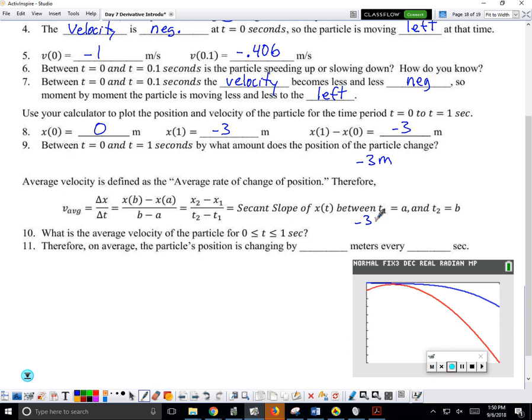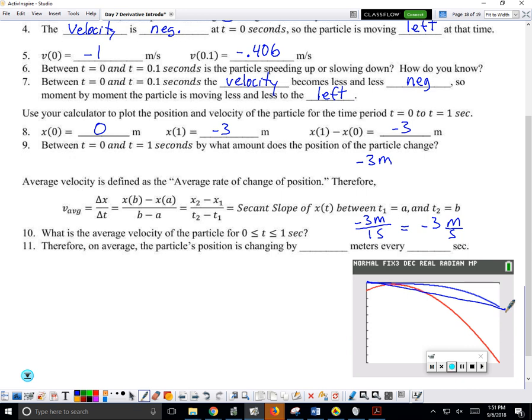We've been doing this on a quiz, so this isn't new. The change in the time is 1 second. So the average rate of change is -3 meters per second. The average velocity is -3 meters per second. If you look at the position graph, which is blue, and you draw a secant line like that, the slope of that line will be -3. Because the average rate of change of position is the same as the secant slope of the position.